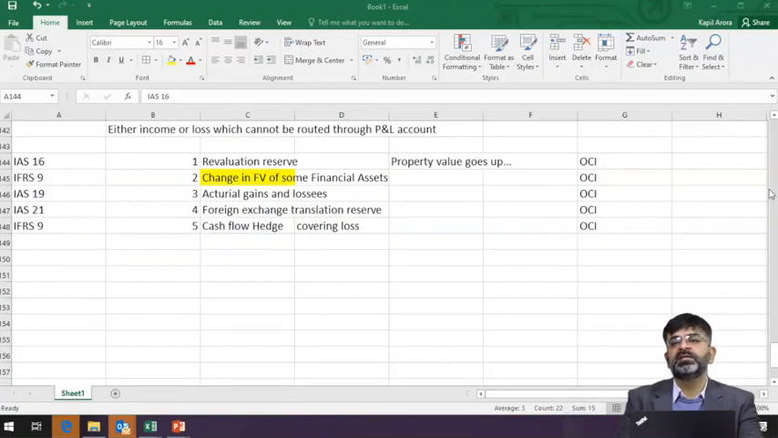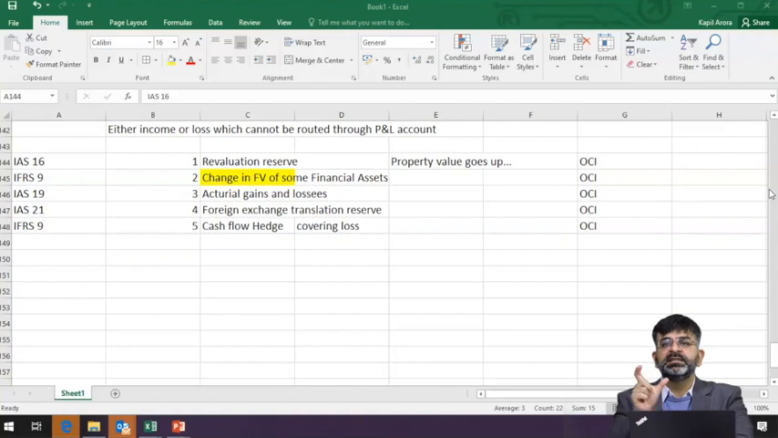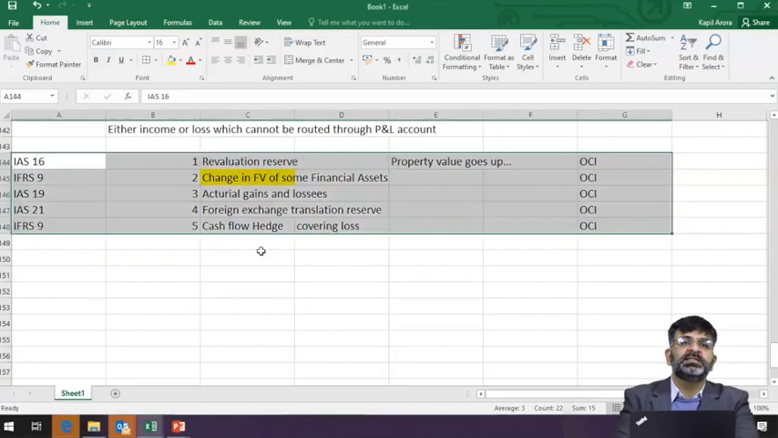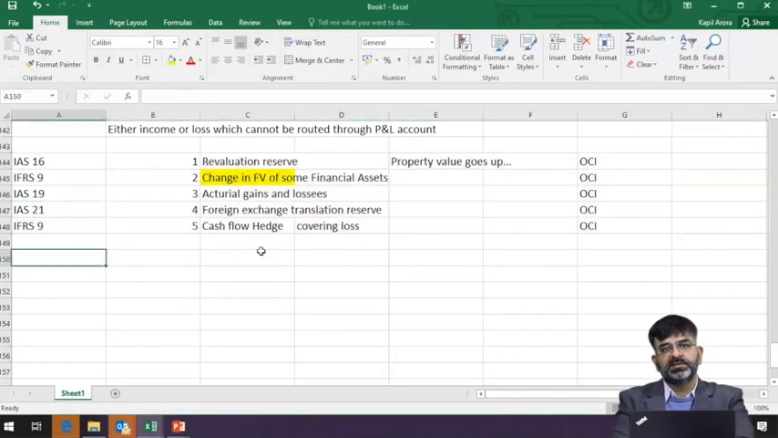Hedging means covering the loss, right? I'm not talking about whether you are making the profit or not. I'm just talking about when you hedge. Hedge means that you are covering the loss. Covering the loss means that you are getting into an arrangement where you will be taking an instrument which can reduce or which can try to bring the loss down, right? That is the intention when you get into the hedge. If that is not the intention, that means it is not hedging, right?